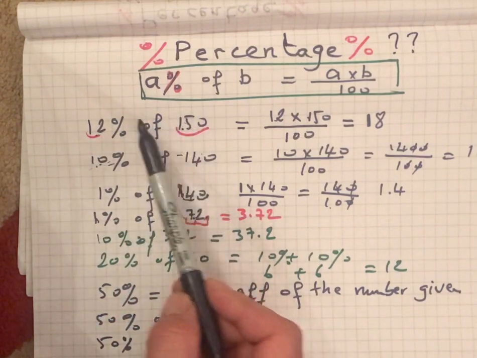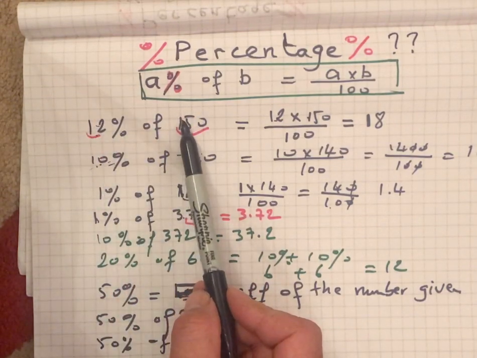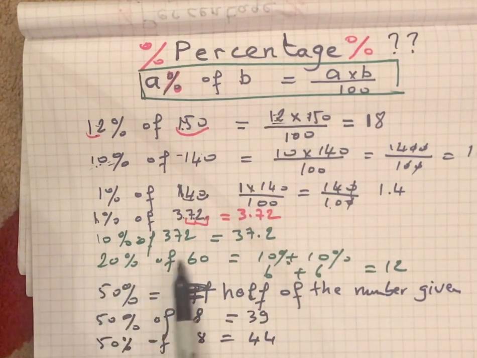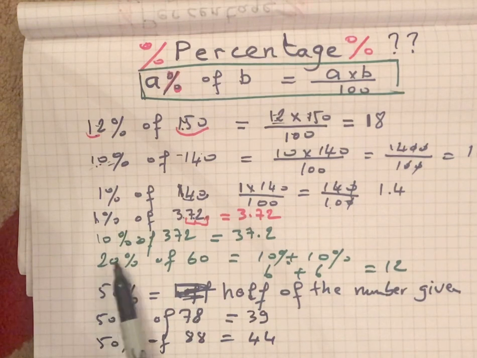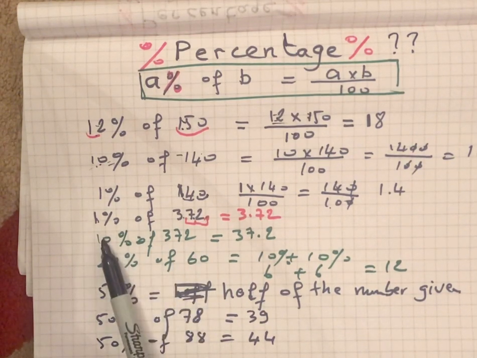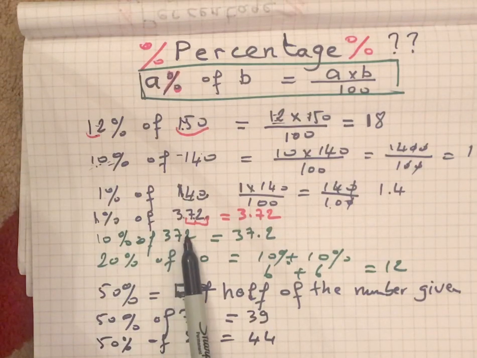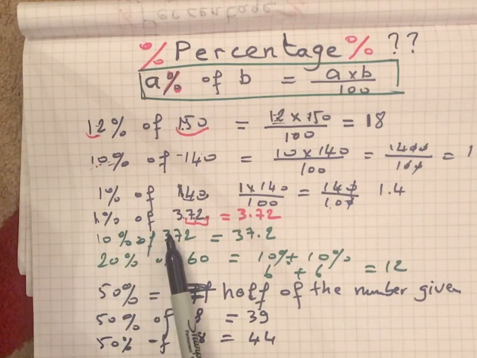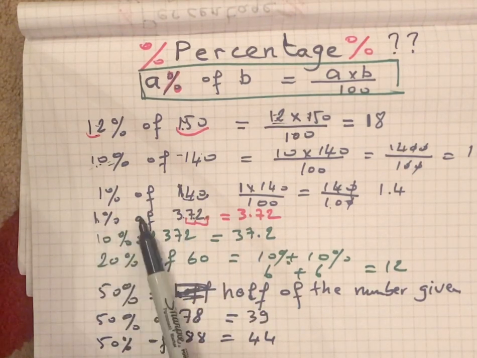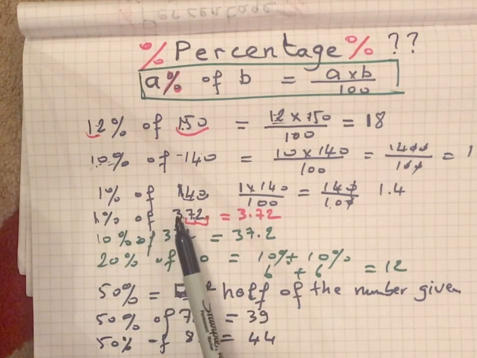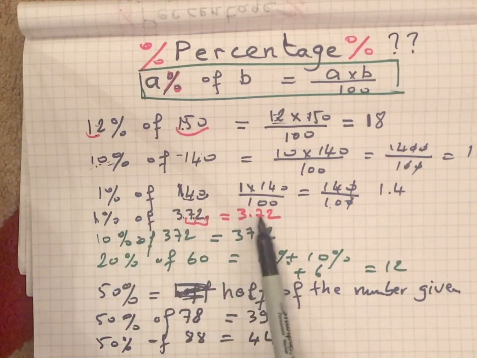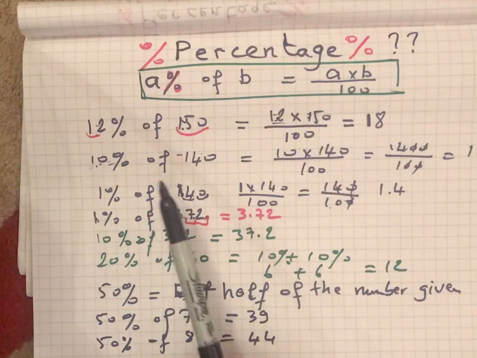12% of 150 is 12 times 150 divided by 100, which is 18. 20% of 60, instead of doing it the other way, is 20 times 60 divided by 100. 10% of 372 is 10 times 372 divided by 100. You get the same answer. 1% of 372 is 372 times 1 divided by 100. You get this answer, and so on.